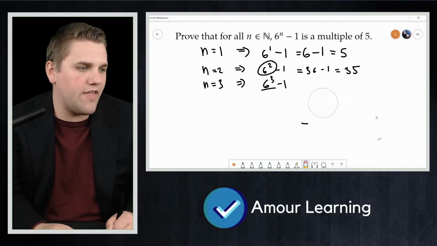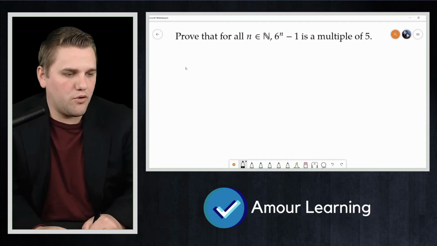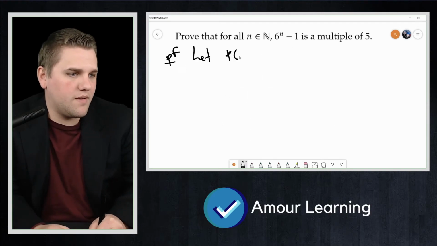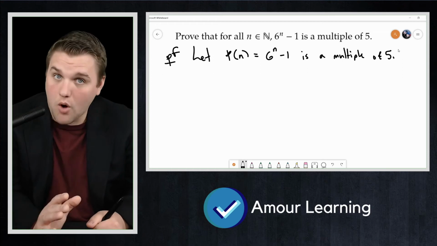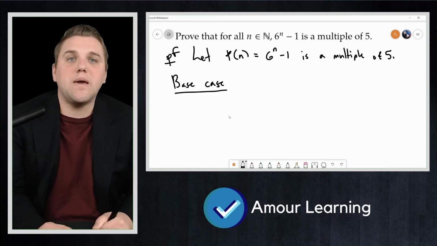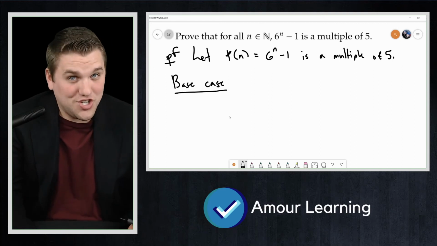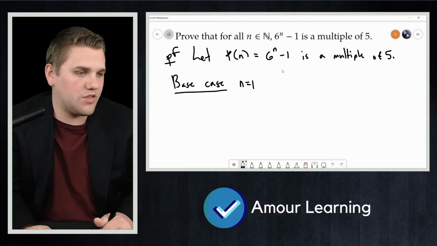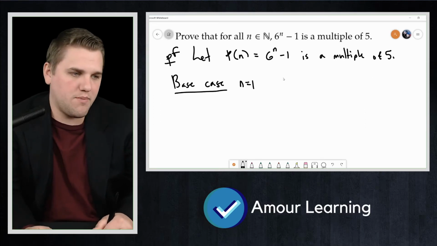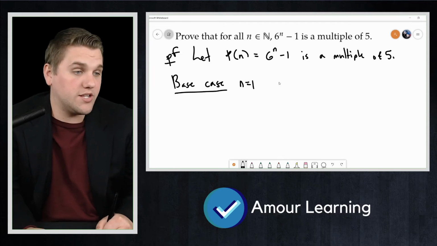So let me erase everything, and then I'll show you the formal proof by induction. So here's the proof. We're going to let P of n be the statement 6 to the n minus 1 is a multiple of 5. So what do we start with? We always start with our base case. We can technically do n equals 0, but I'm just going to do n equals 1, since that's the one we started with in this lecture. It doesn't really matter. They both work. And so let's check if P of 1 is true.